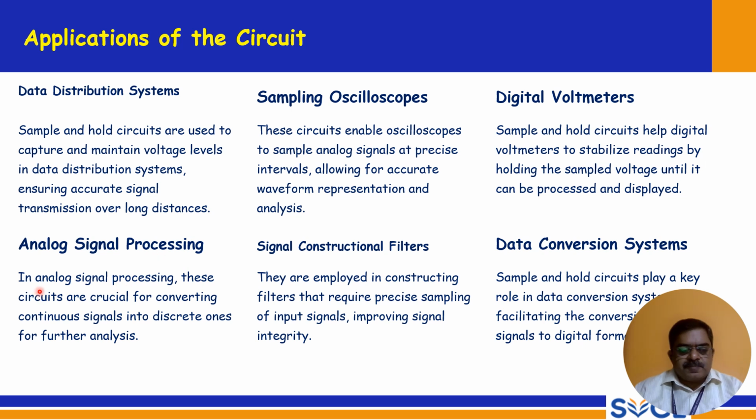Analog signal processing: in analog signal processing, these circuits are crucial for converting continuous signals into discrete ones for further analysis. Signal constructional filters: they are employed in constructing filters that require precise sampling of input signals, improving signal integrity. In data conversion systems, sample and hold circuits play a key role, facilitating the conversion of signals to digital form. So these are all the application areas of sample and hold circuits.